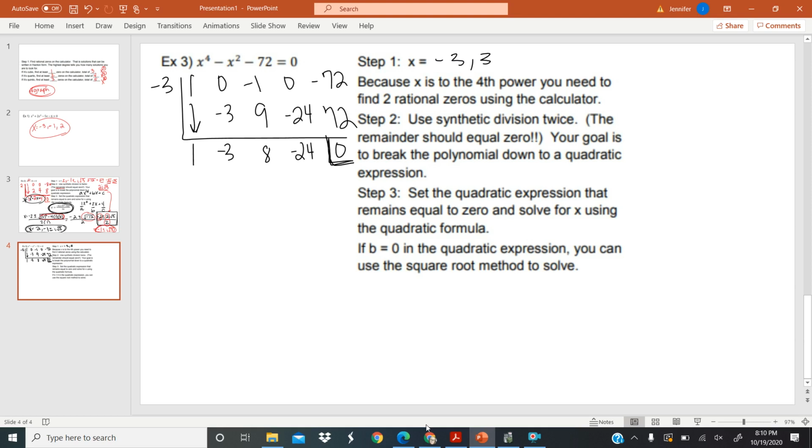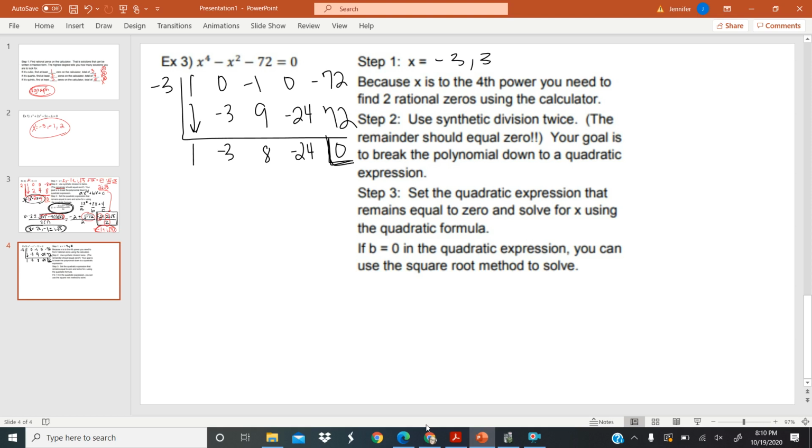So if I wanted to, I could go back in and put all of my x's in here. We started with x to the 4th, we divided by 1x, so it would be 1x to the 3rd minus 3x squared plus 8x minus 24. You would just be starting with that x to the 3rd power and going down by 1 power of x each time. But since we're going to do synthetic division twice, if I did that, I would really just be taking the coefficients again, which we already have.